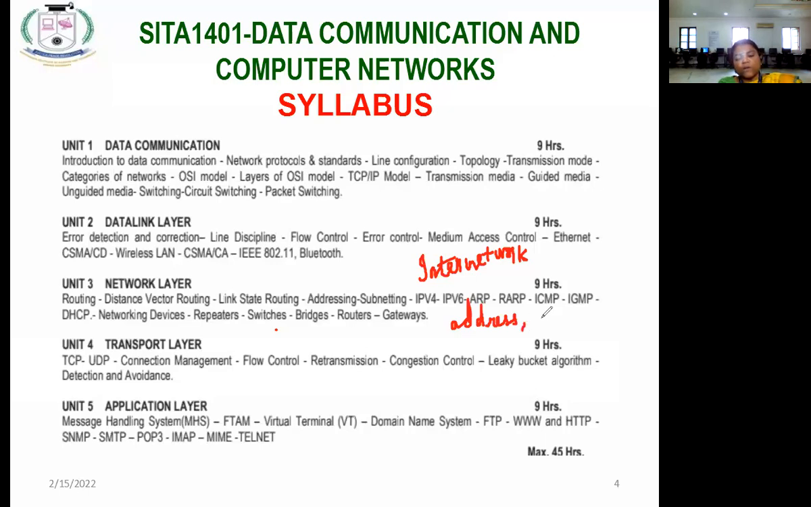Then the next important function provided by the network layer is the third function. Can you guess what? Routing. Throughout the syllabus you will see the word routing everywhere. This is the third function taken care of by the network layer. What is this routing? Can you give an answer?